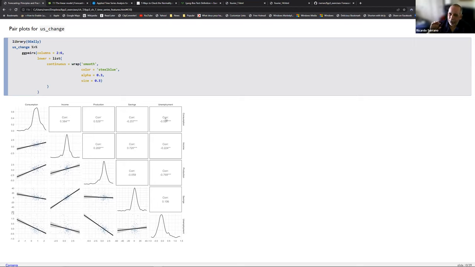Okay, Federica. So looking at this pair plot, can you identify which pair of predictors have the highest correlation?